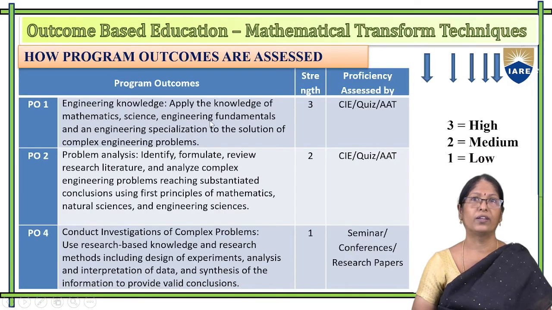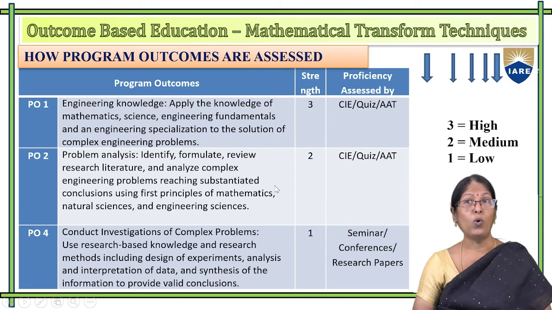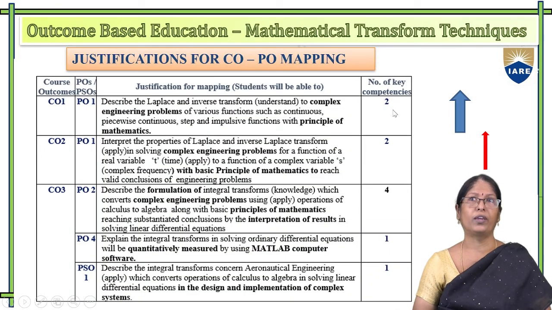Here we can see it. Program outcome 1 is to apply the knowledge of mathematics (1 element), science (1 element), and engineering fundamentals (1 element). So there are 3 elements. How many of these 3 elements does our course outcome 1 satisfy? With this connectivity, it satisfies 2 elements.